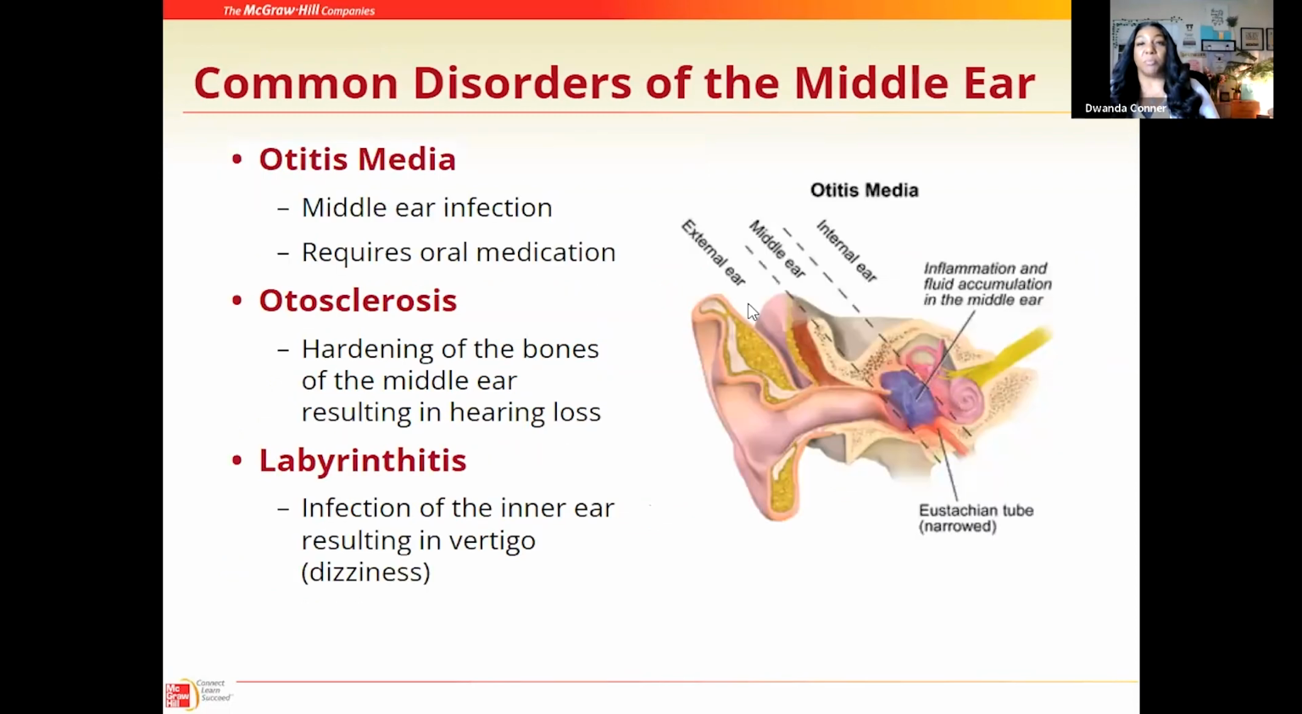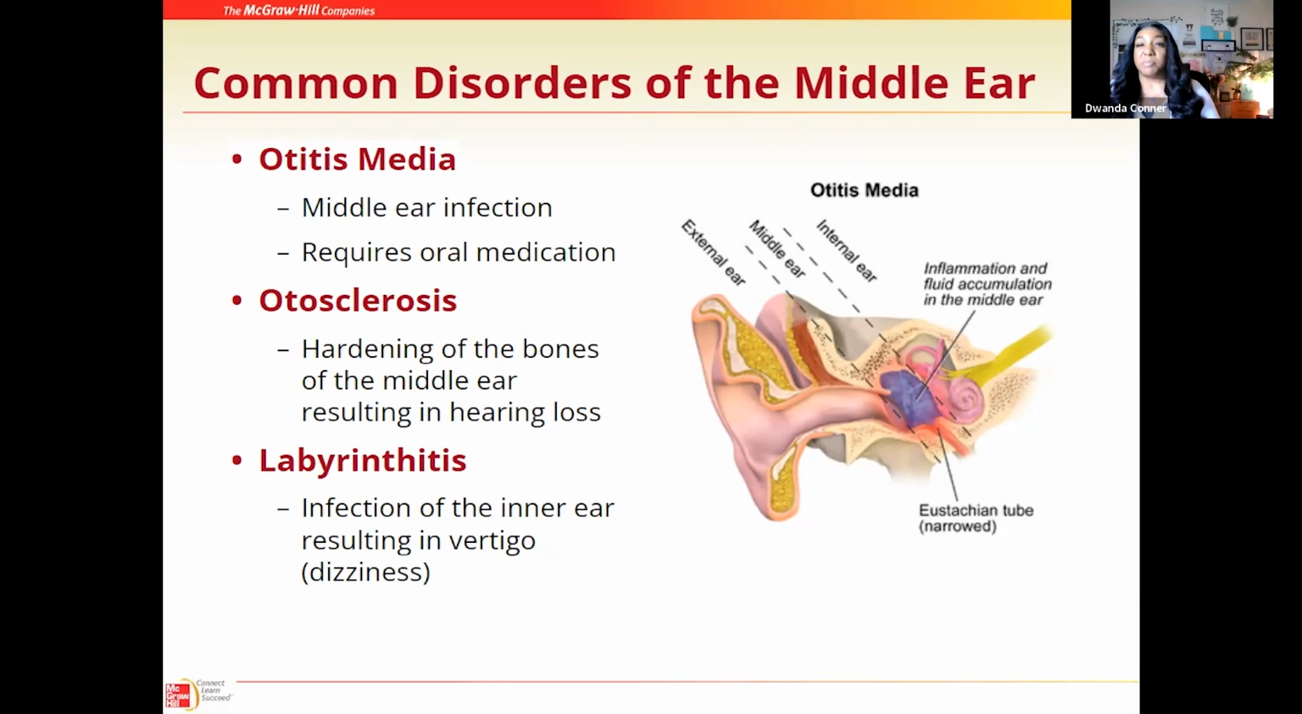Now, looking at the components of the ear, you have the internal ear, the middle ear, and external ear. All of these have the ability to become infected. And notice here, when we mention ear, nose, and throat, they really are connected into one. Here is the eustachian tube here. Now, in this diagram, they're showing you an accumulation of fluid in the middle ear, which is actually very common. So with otitis media, that's going to be a middle ear infection. This will require oral medication.